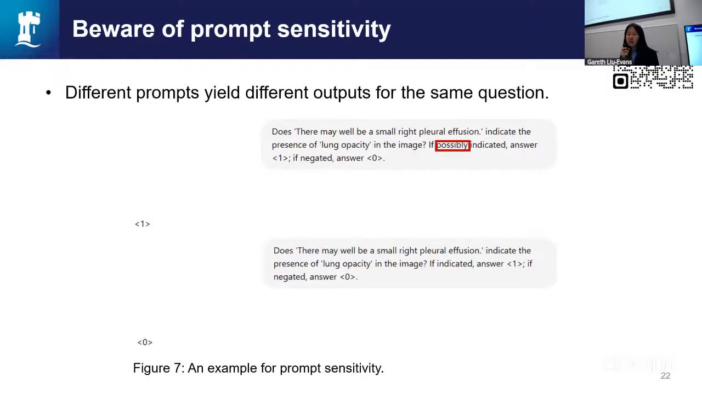But I just made a very slight change to the prompt. I just removed the possibility and said, if it indicates, answer 1. If negative, answer 0. And it gave me 0. So sometimes it's not very sure about its answers. So we cannot rely on it. We can only use it as a tool, I think, especially for the medical field.